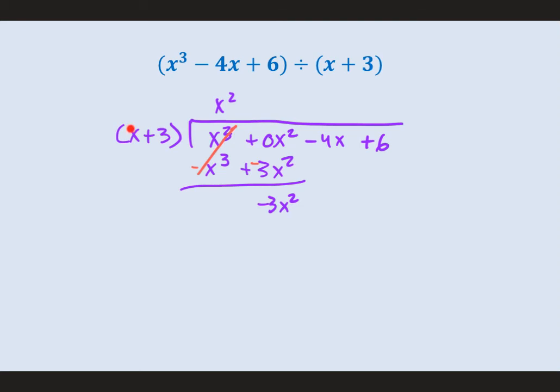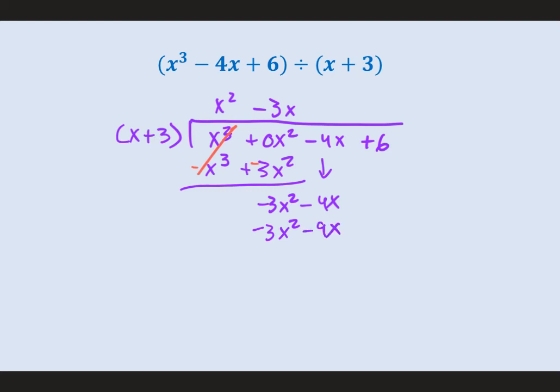What times x is going to make negative 3x squared? Oh, I forgot to drop down my minus 4x. I'll do that in minus 4x. So once again, what times x is going to make minus 3x squared? In this case, it's going to be a minus 3x times x is going to make a minus 3x squared. And then a minus 3x times 3 is going to make a minus 9x.